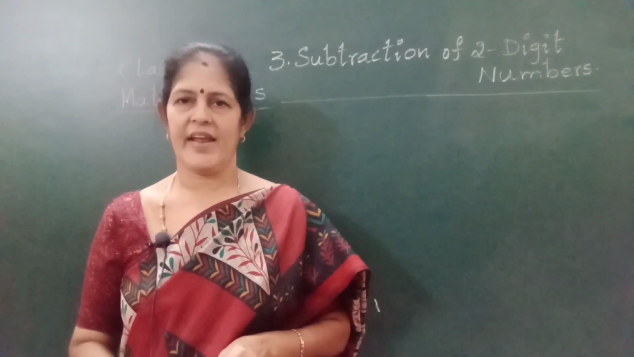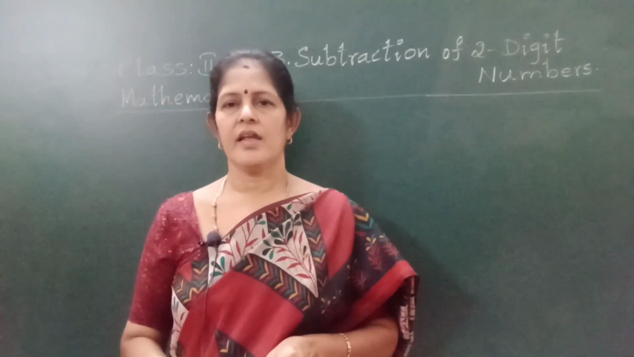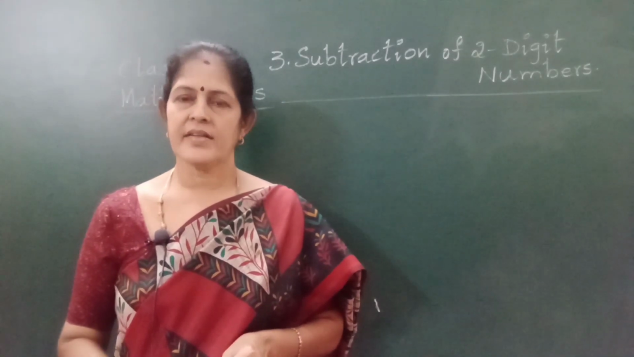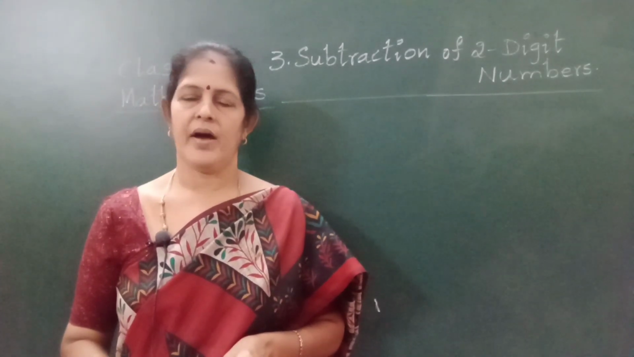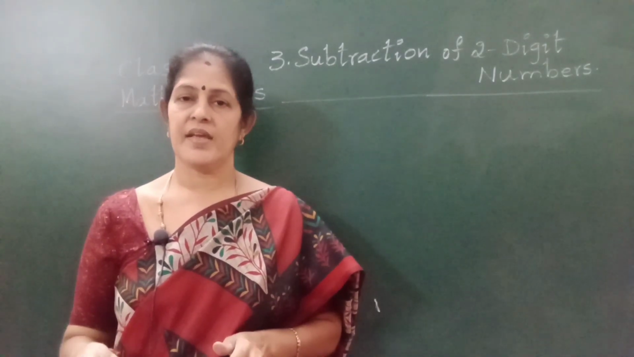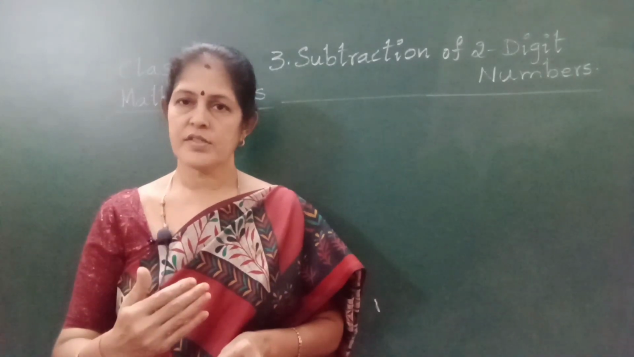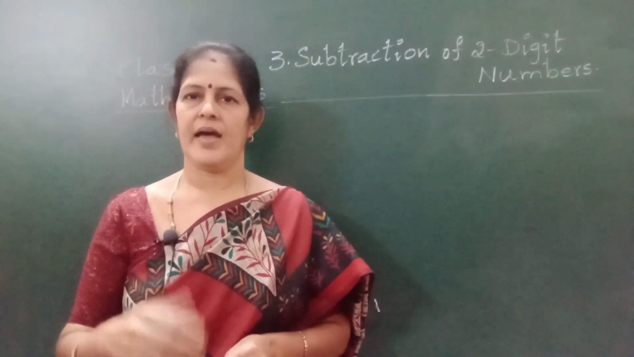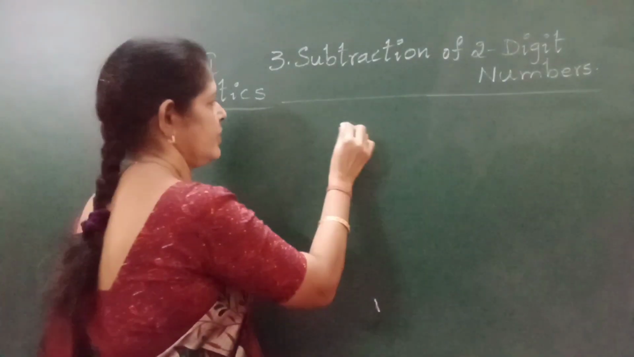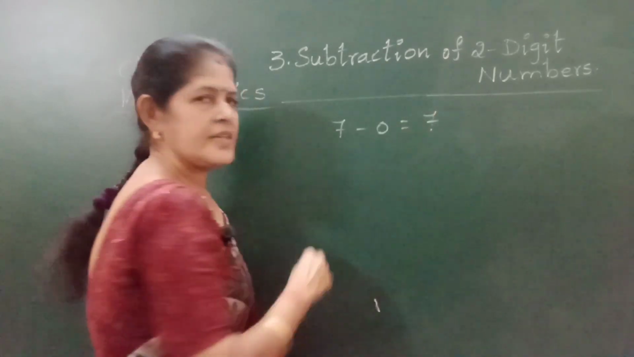D-I-F-F-E-R-E-N-C-E. Difference. Next, subtraction facts. The rules in the subtraction. When we subtract 0 from a number, the number does not change. That means the value of the number does not change. The answer goes to the same number. I show you examples. See, 7 minus 0. The difference is 7.